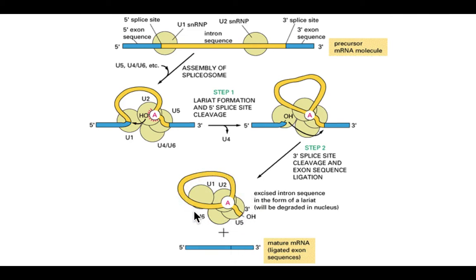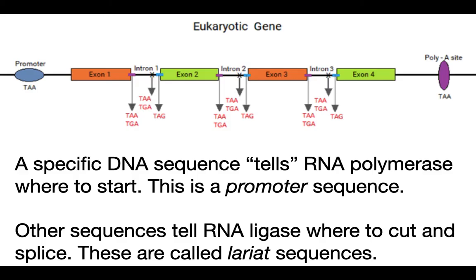looks kind of like a lasso, this lariat of intron RNA is going to be let loose within the nucleus, and it's just going to fall back apart into loose nucleotides ready to be reused again in the next expression of DNA. So in that way, we grab the piece of RNA, pull it together, and cut it out. Now, there's a specific DNA sequence.